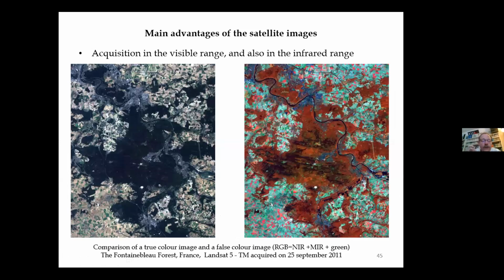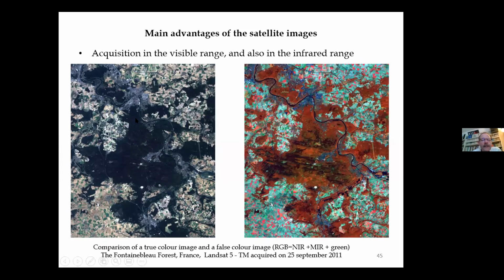Another illustration of the interest of the different ranges of the electromagnetic spectrum, more applied to land use and land cover. This is a forest to the south of Paris. This is the Fontainebleau forest. You have here the Seine River course, the city of Melun here, and this is Fontainebleau.